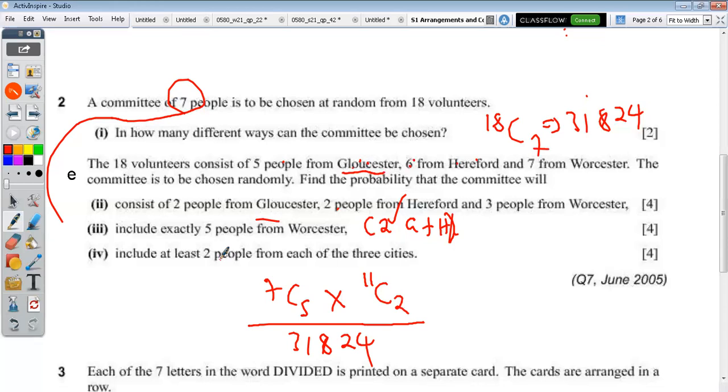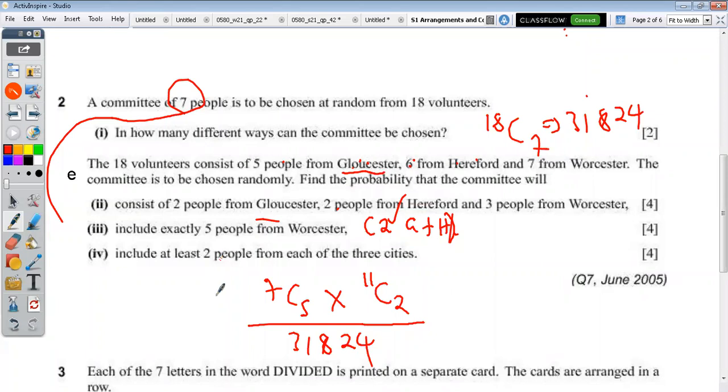Okay, so I understand the first part. It consists of 2 people from Gloucestershire, and you add 5, which then I get it's 7. No, sorry, no. We're choosing 5 from 7. Okay, so I get it now. Clear? Yes, sir.